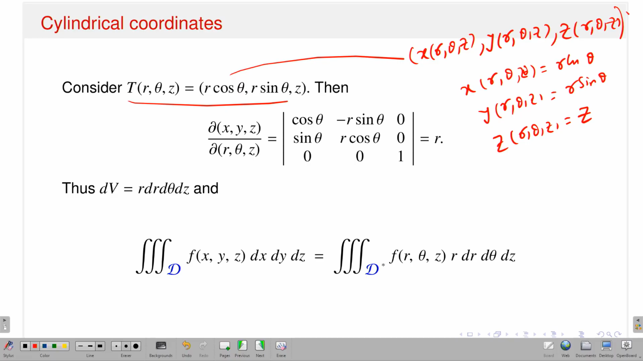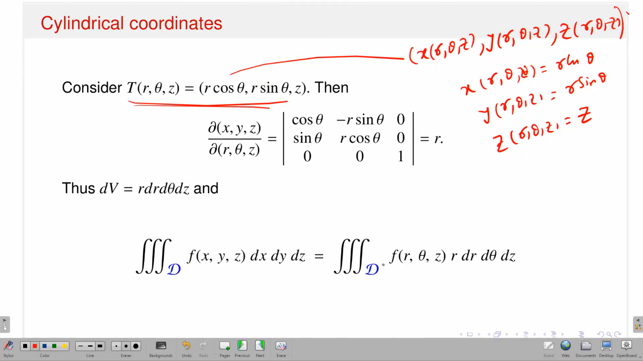So now I have x, y, z in the Cartesian coordinate system, and correspondingly the functions x of r theta z, y of r theta z, and z of r theta z. Using this transformation T of r theta z, x is r cosine theta, y is r sine theta, and z is z itself. Now you have to calculate the Jacobian, that is, del of x, y, z divided by del of r, theta, z. You first have to calculate the Jacobian matrix, which is nothing but what?